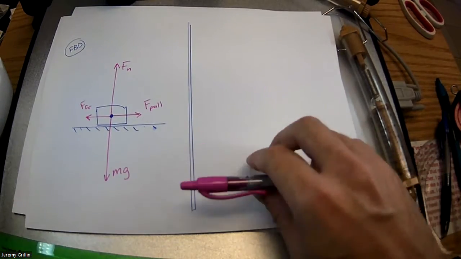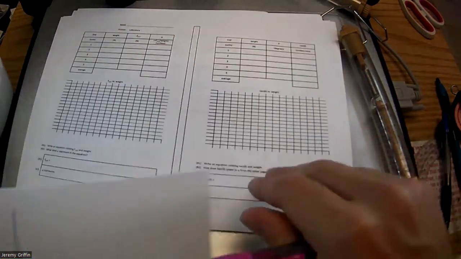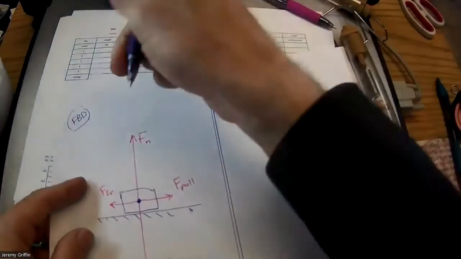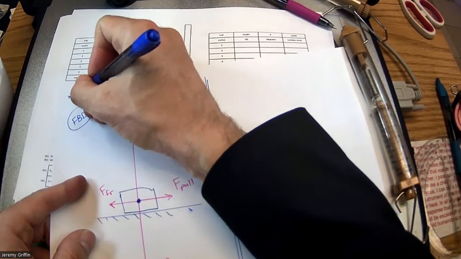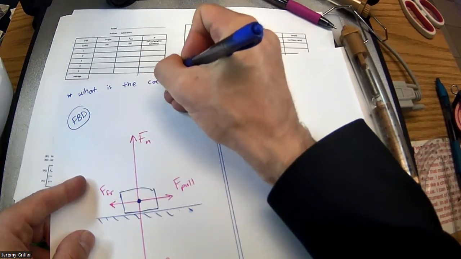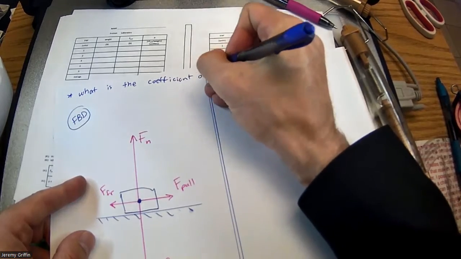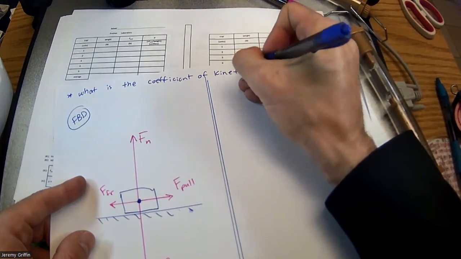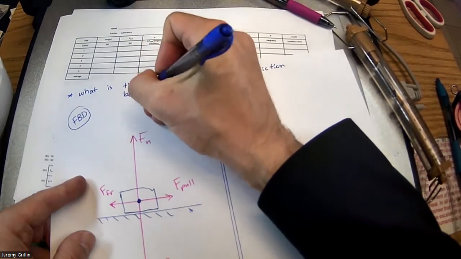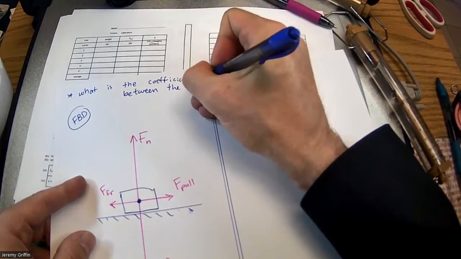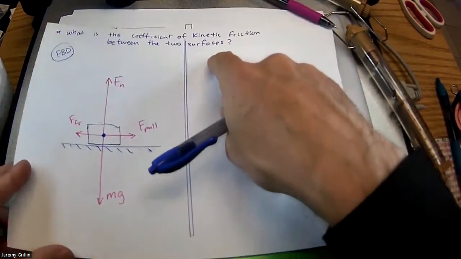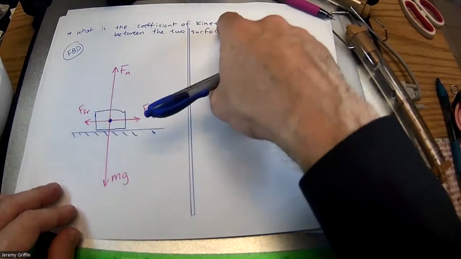Okay. Now's a good time to get to the question that we're really trying to answer with this. Here's the question. Let me go ahead and spell this out. What you guys are trying to figure out today is this. What is the coefficient of kinetic friction between the two surfaces? There's your question. Okay, now coefficient of friction, well, coefficient of kinetic friction if it's sliding.